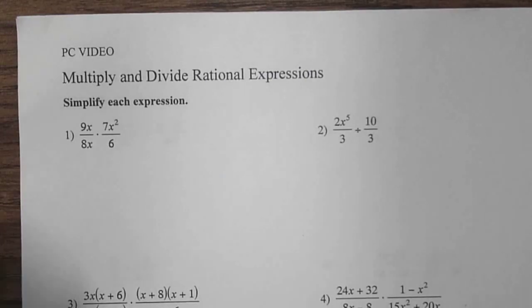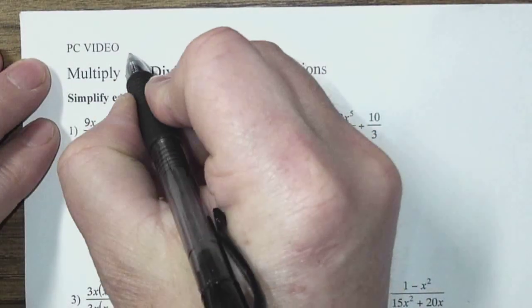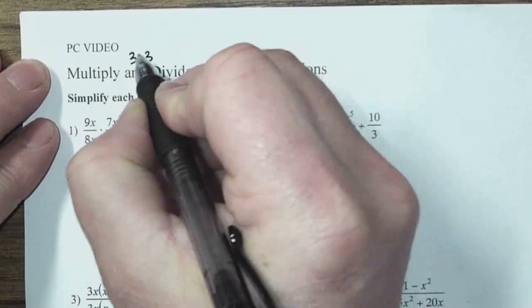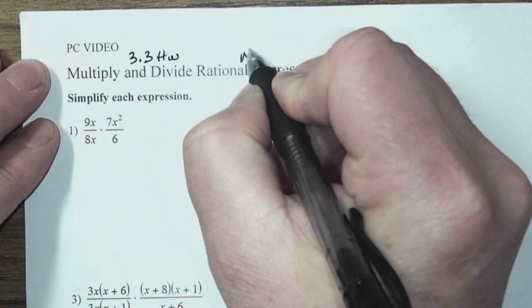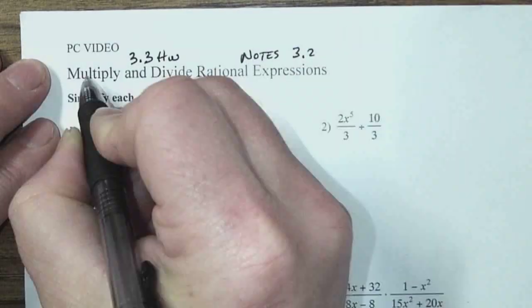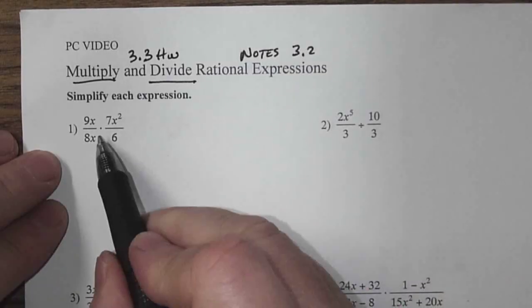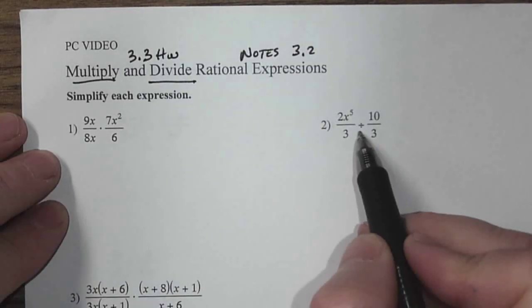Oh, you're on. All right, here we go. Multiply and divide. Now, on the homework, it says 3, 3. On the notes, it says 3, 2. So just multiply, divide. Make sure we get that right. All right, when this is multiply, that's a division sign.